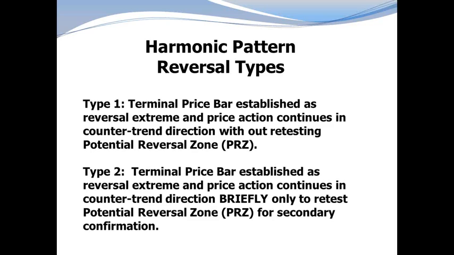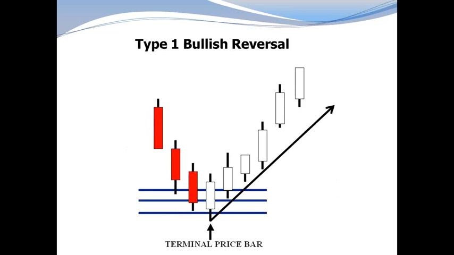But a type 2 reversal is actually a terminal price bar established as the reversal extreme, and price action continues in the counter trend direction, but only briefly to retest the potential reversal zone for a secondary confirmation. Let's look at some illustrations and some examples.